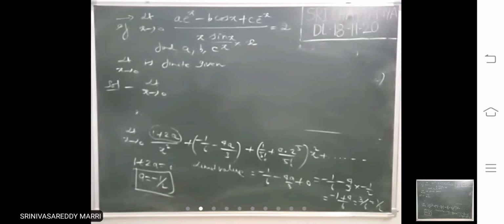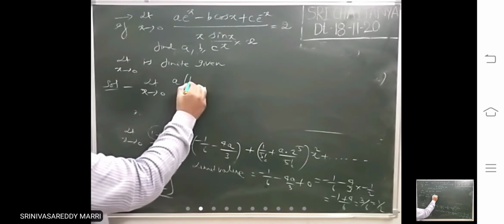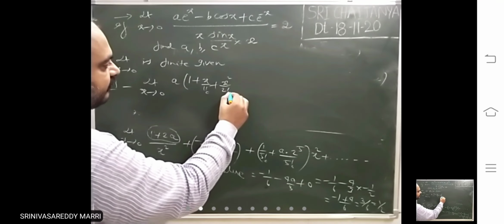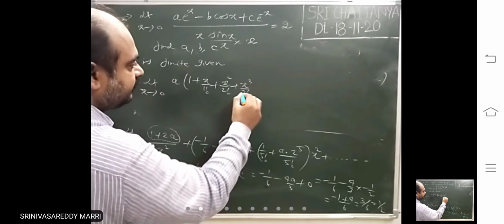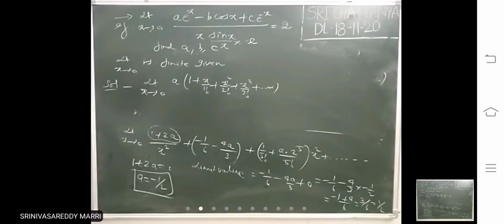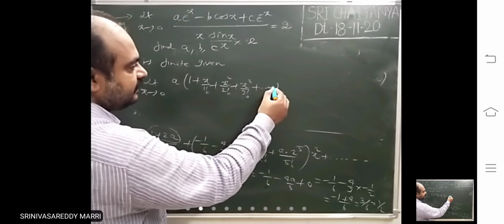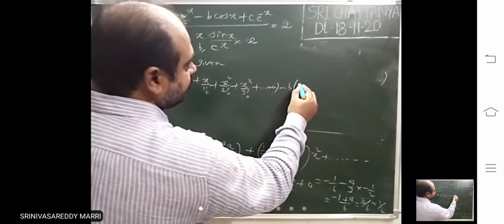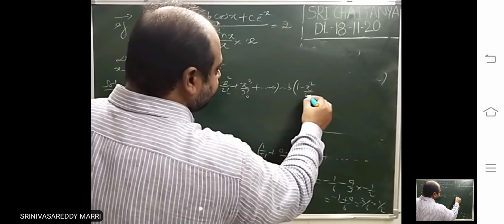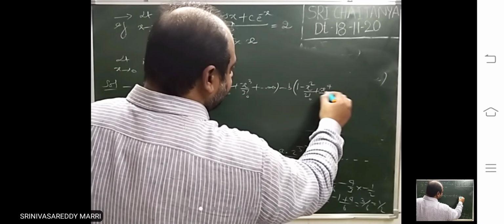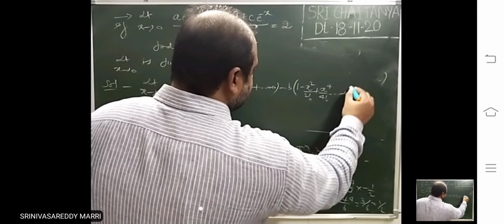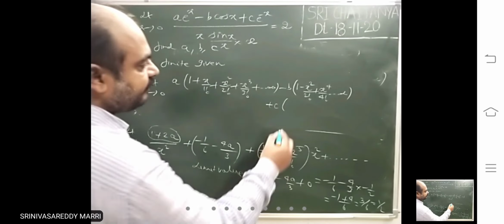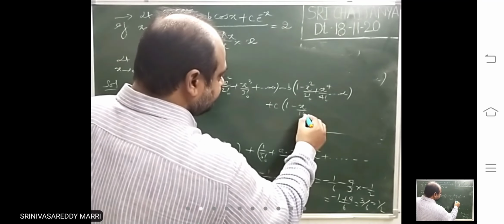Limit x tends to 0. Substitute the series. So a into 1 plus x by 1 factorial plus x square by 2 factorial plus 1, 3 factorial and so on to infinity, the e power x series, with denominator x square. Minus b into the cos x series, 1 minus x square divided by 2 factorial, going one degree more than the numerator. Till here, over. Plus c into e power minus x, 1 minus x by 1 factorial.